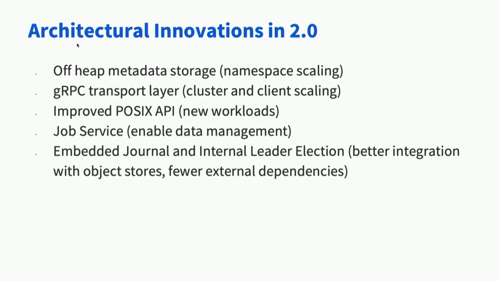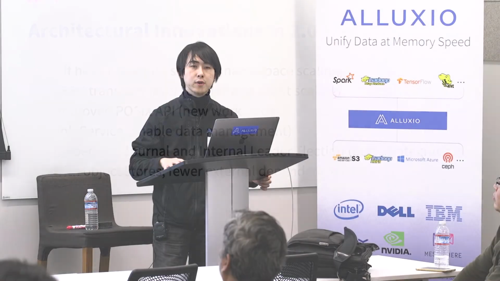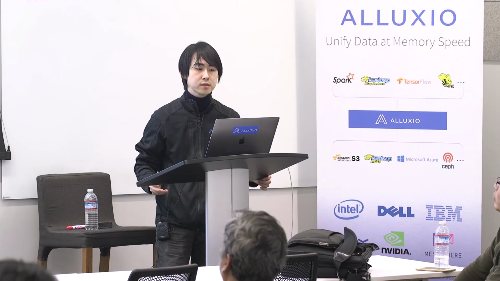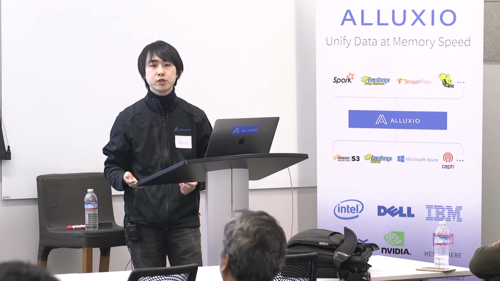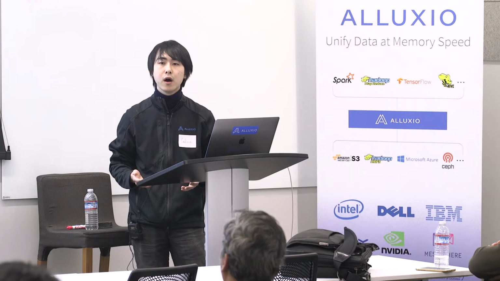The first is off-heap metadata storage. This is how we enabled the namespace scaling of up to 1 billion files. The second was switching to our gRPC-based transport layer. This is how we scaled the number of nodes as well as the number of concurrent clients. The third is to improve the POSIX API. This would allow us to support the machine learning workloads which really prefer to use a POSIX file system API.